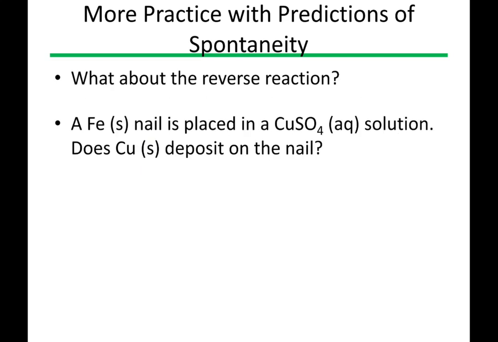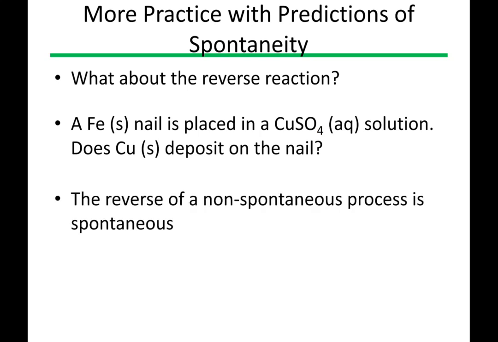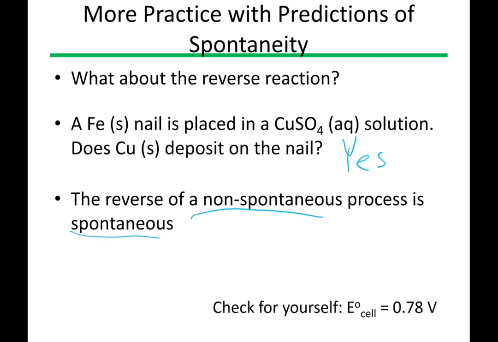What if we did this in reverse? If we placed an iron nail in copper sulfate, well, we know the reverse of a non-spontaneous reaction is spontaneous, so we'd expect this to happen. And you can check for yourself if you look at the previous equations and put them in the correct order and add them together, you should get a cell potential of 0.78 volts.